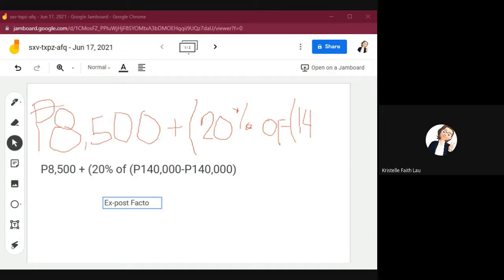Then, I have an additional class. So, I still have 4 minutes left, no? Additional lang.